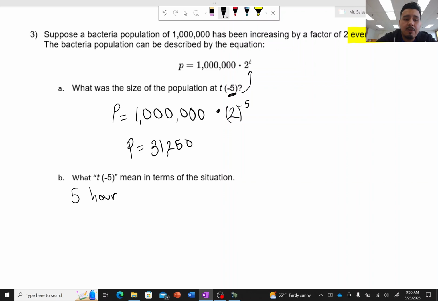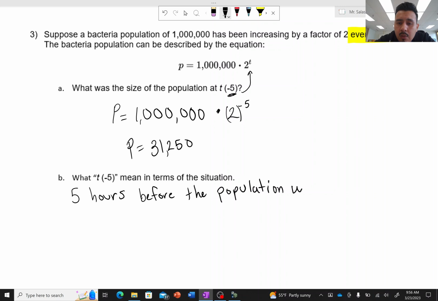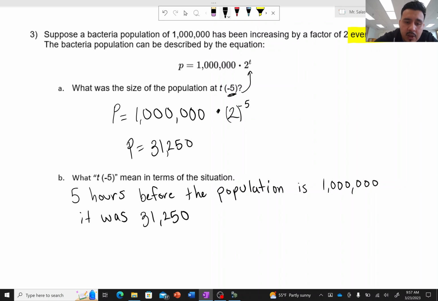So going back to my sentence, 5 hours before the population is 1 million, it was 31,250. So that's what my problem means.